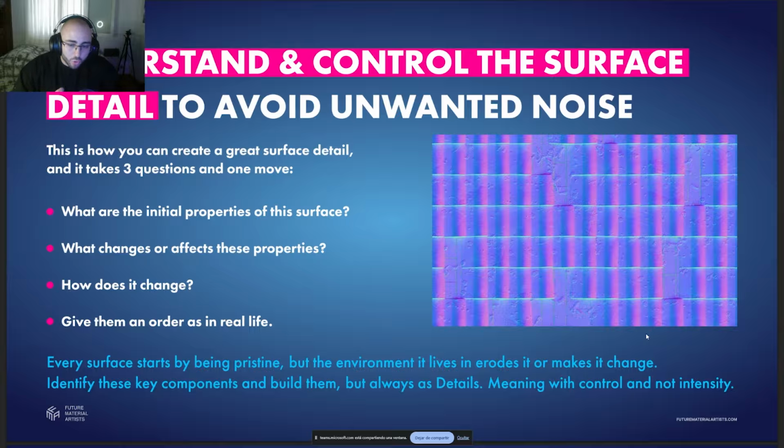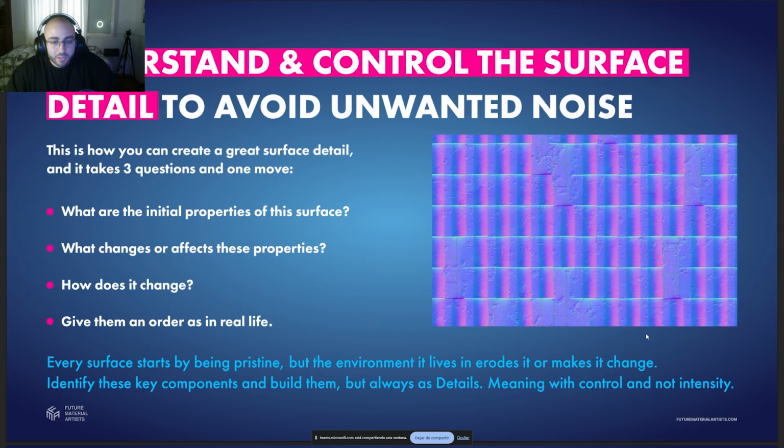So you have to control the intensity of these things, and you should also think about three crucial questions I always ask myself when I'm looking to make a material. Question one: what are the initial properties of this surface? The surface you're working on, what is it, and how was it made? And what will make this surface change?